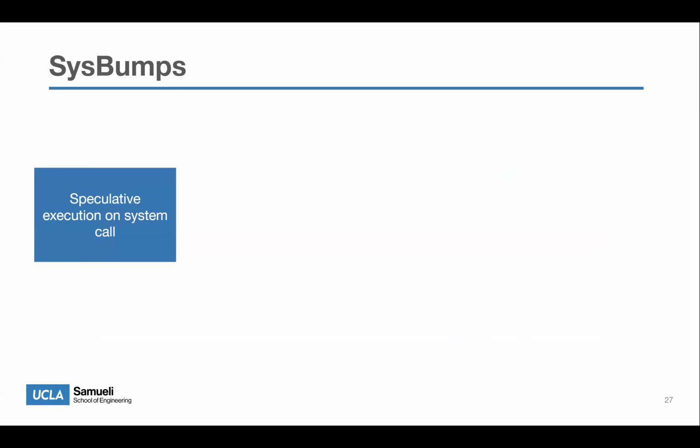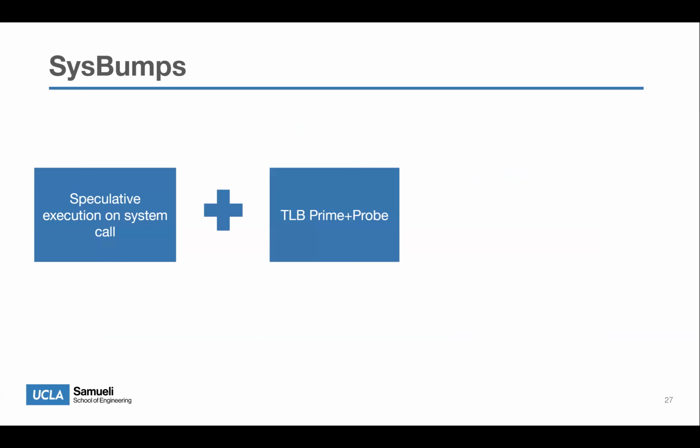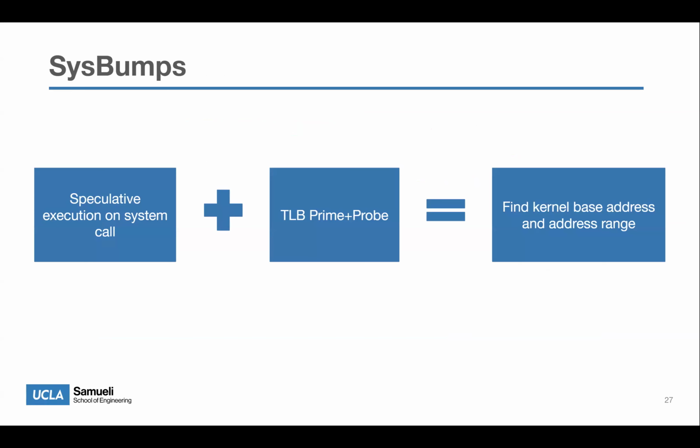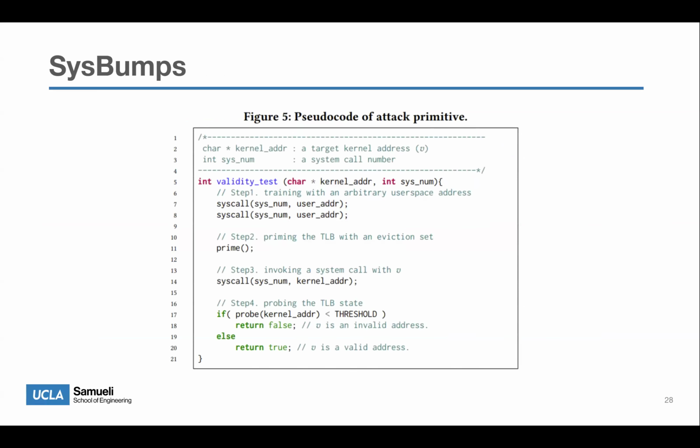Yeah, so the main way that SysBumps works is we're going to train the speculative execution, get the speculation to mispredict, and then we're going to do prime and probe on the TLB cache. With that, we'll be able to break KASLR and find the base address. So this is the pseudocode. Here, the first two syscalls are training the speculation to mispredict, and then we do prime. We run the syscall with the actual kernel address. This is where the transient execution is, and then we're going to probe during that time to get the kernel address.